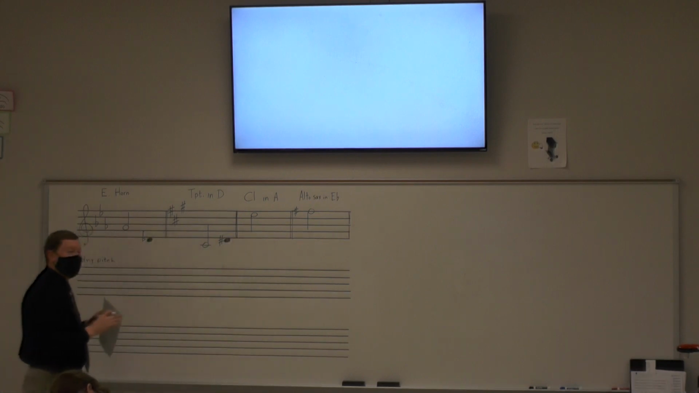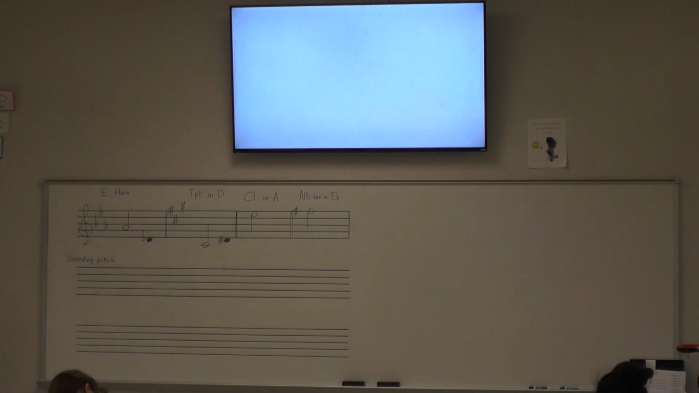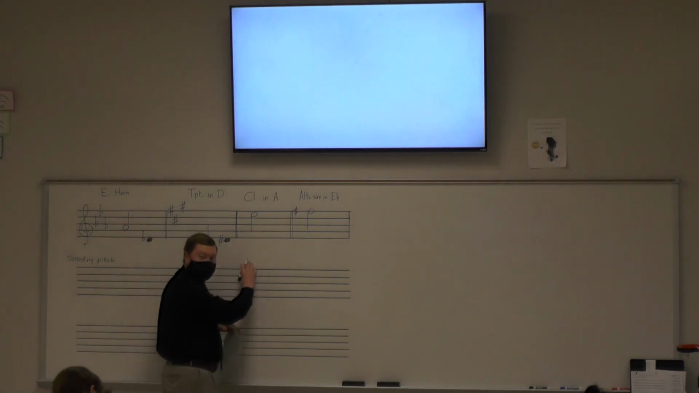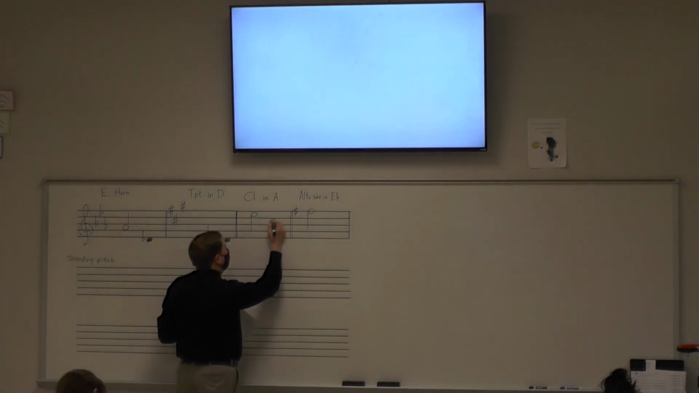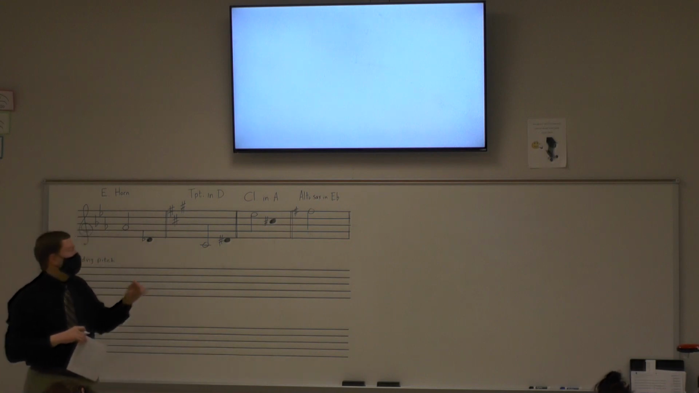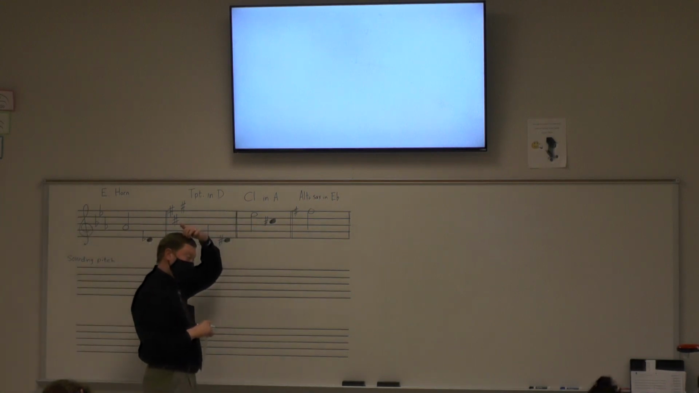The clarinet in A. Anyone recall how that one sounds? It's going to be a minor third below. So that would be C sharp. Yes. Clarinet in A sounds a minor third lower than written. A minor third below an E is a C sharp, right? Because E down to C natural is just a regular major third, C to E. So C sharp to E must be a minor third.